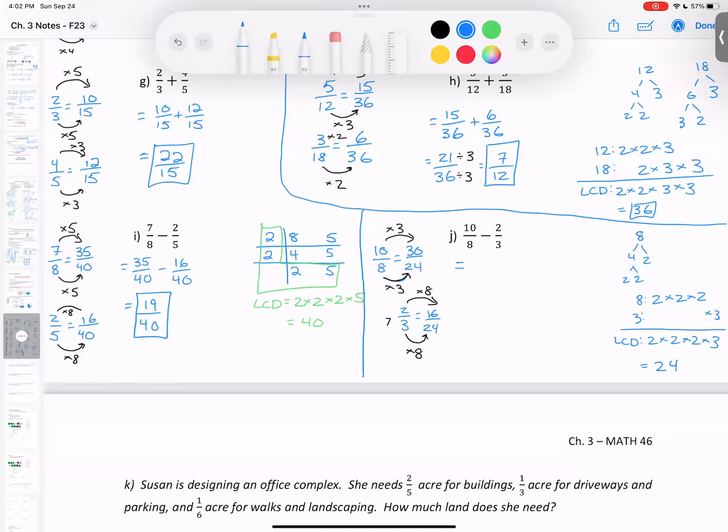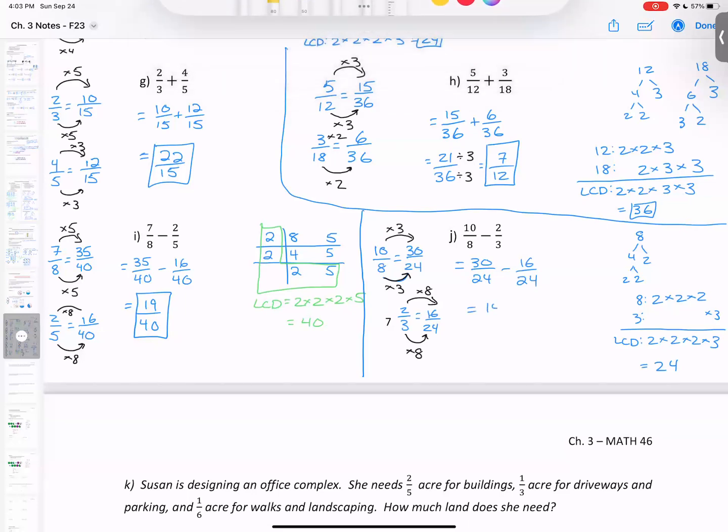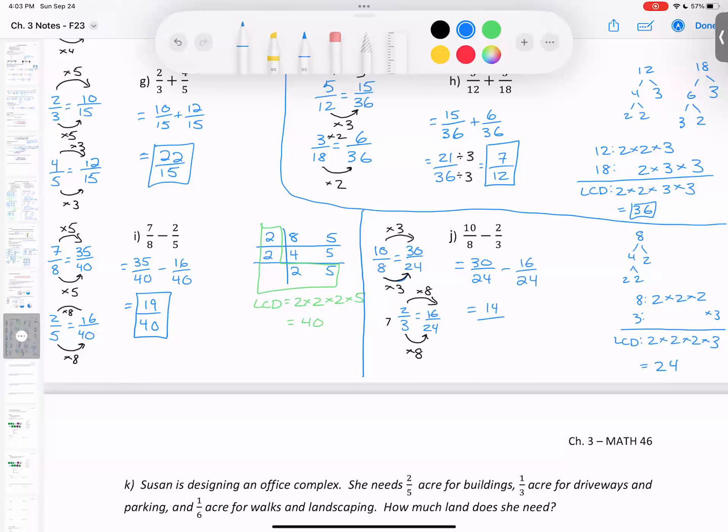So this question, 10 over 8 becomes 30 over 24. It means the same thing and the same amount of stuff, minus 2/3, which is 16 over 24. So now I'm going to have 14 over 24. Both of those are divisible by 2. So let's divide by 2, which gives us 7 over 12.